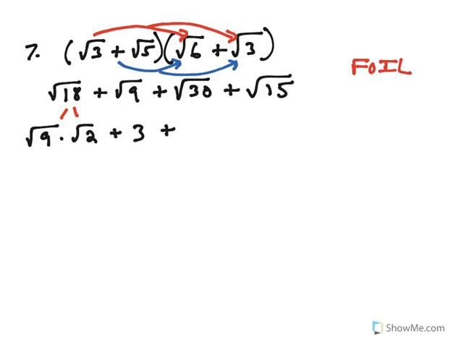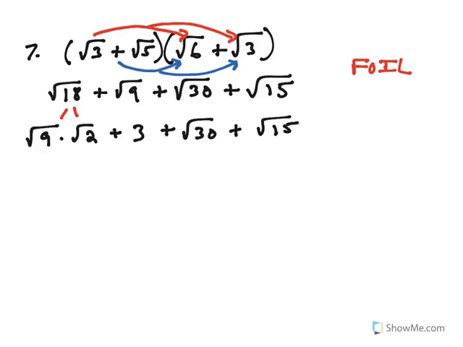Radical 30 is not going to be simplified. So no matter what combination you pick, you will not get any perfect squares. 2 and 15, 3 and 10, okay, will not help you. So we're going to leave that as radical 30. And the same goes for radical 15. Can't simplify that either because 3 and 5 are both prime numbers. You're not going to be able to simplify it.